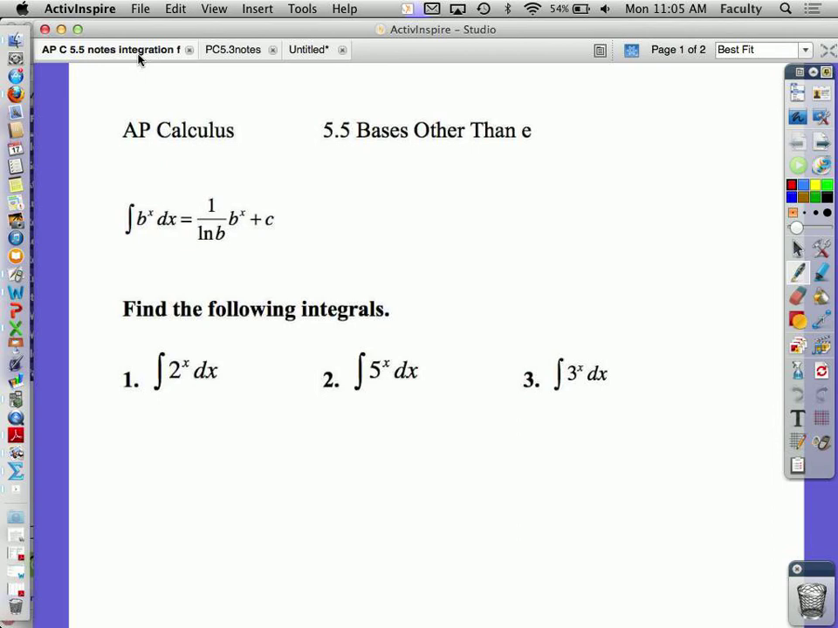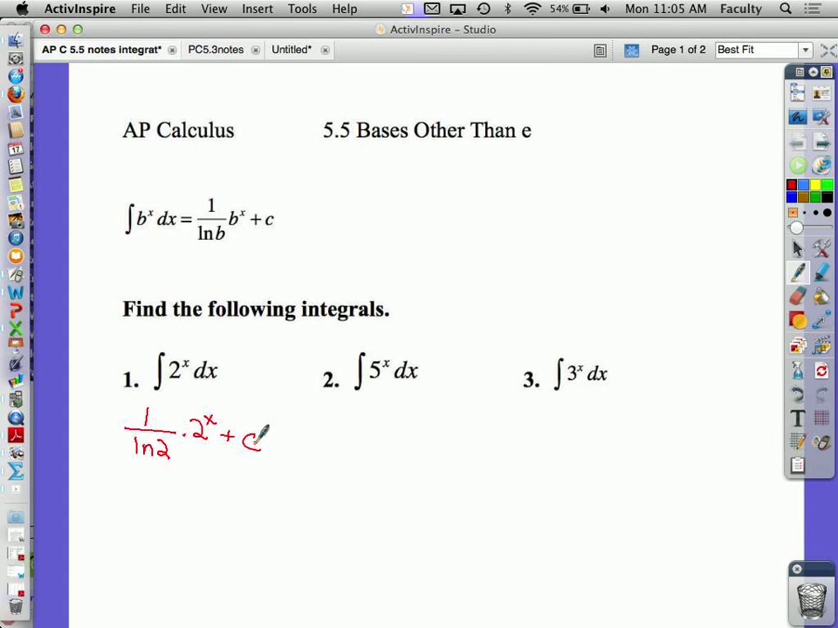So here we go. If I want to integrate b to the x dx, it's 1 over ln b times b to the x plus c. So instead of it being ln b, it's 1 over ln b, and the b to the x is still up at the top. Look how easy this is, you guys. This is going to be a very brief lesson like last time. So this one's going to be 1 over ln 2 times 2 to the x plus c. That's it. You just have to remember that's what it is.